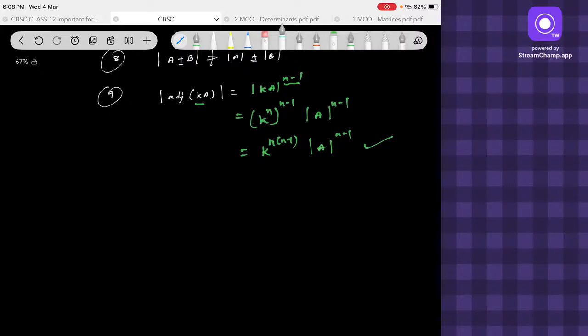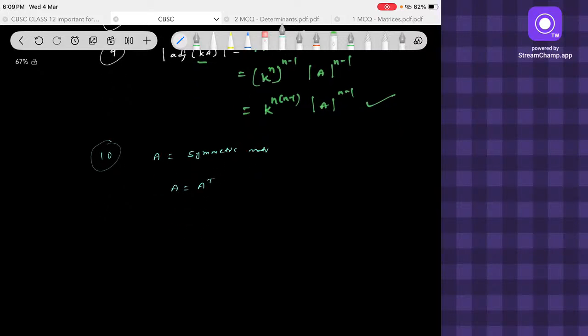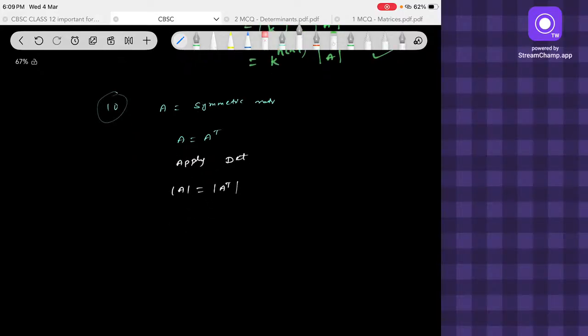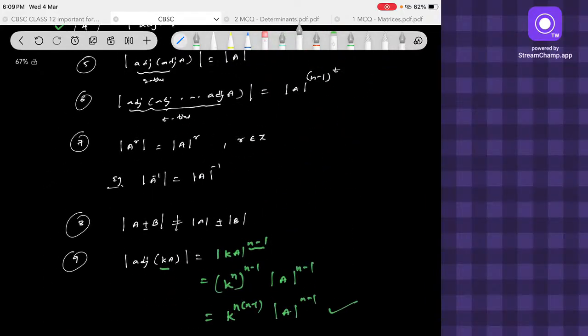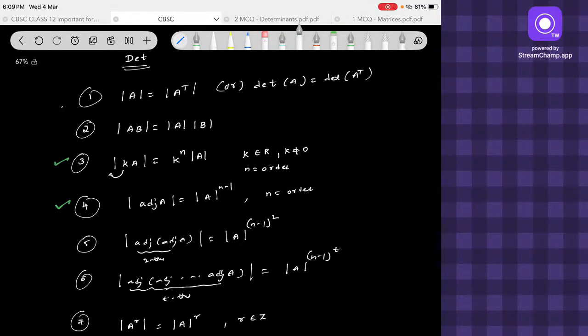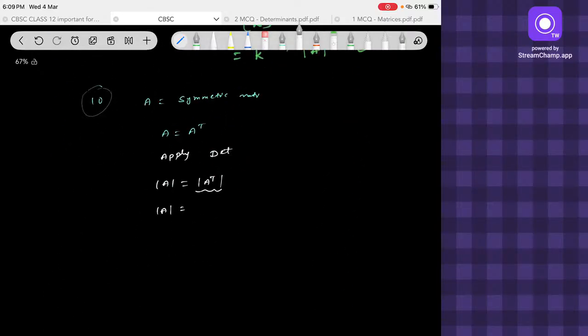And the tenth one: if A is a skew-symmetric matrix, that means A is equal to minus A transpose. If you apply determinant on both sides, we get det of A is equal to det of A transpose. We know that det of A is equal to det of A transpose by the first formula.